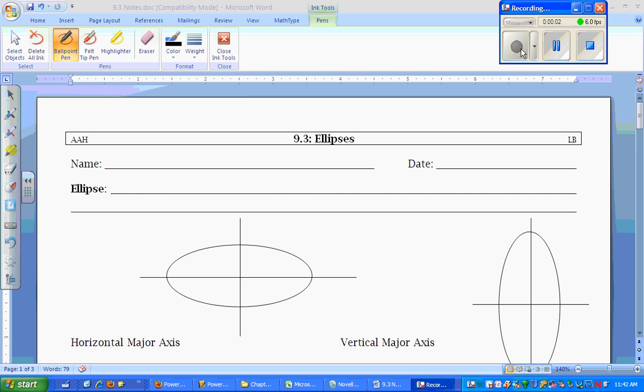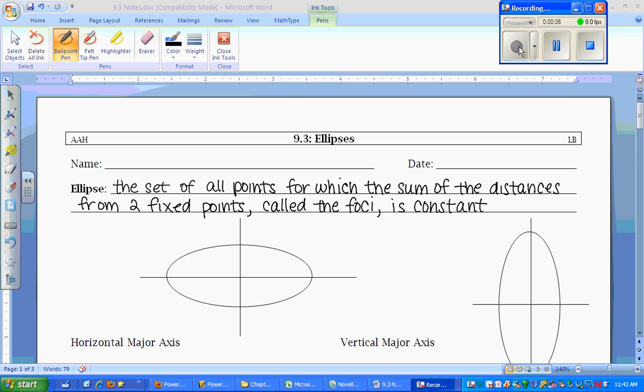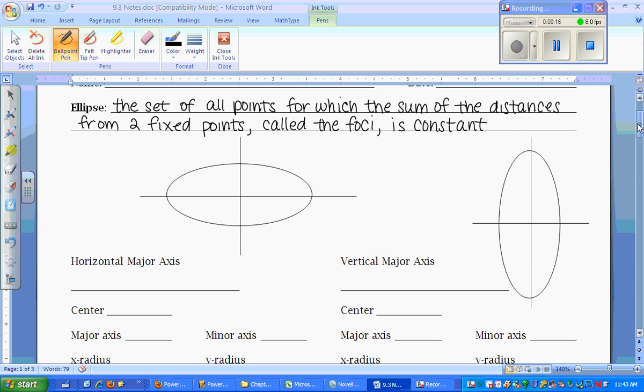These are our 9.3 notes. The definition of an ellipse is the set of all points for which the sum of the distances from two fixed points, called the foci, is constant. And in order to understand that definition, let's talk about our ellipses.